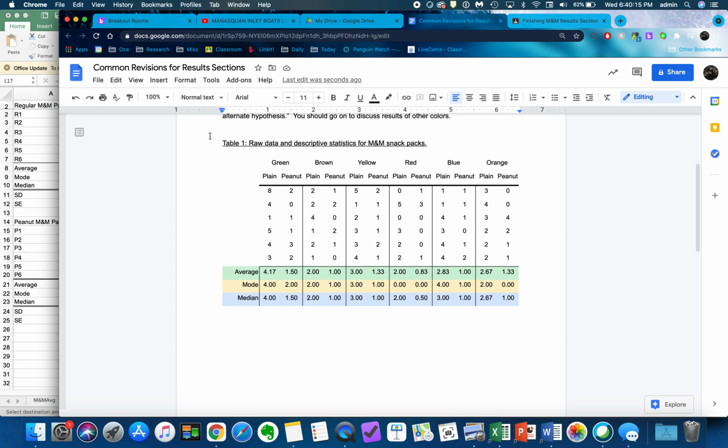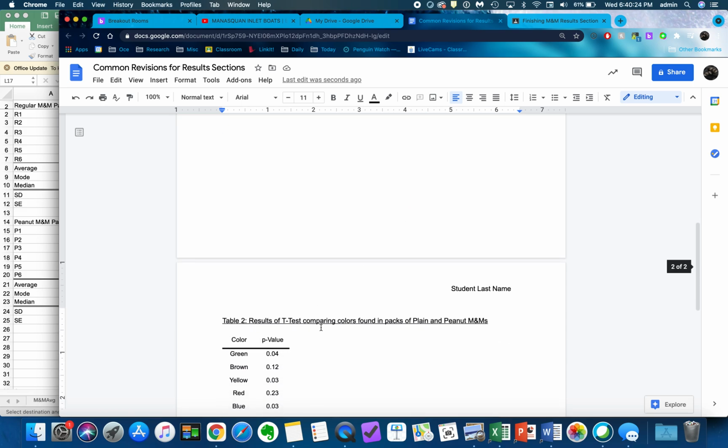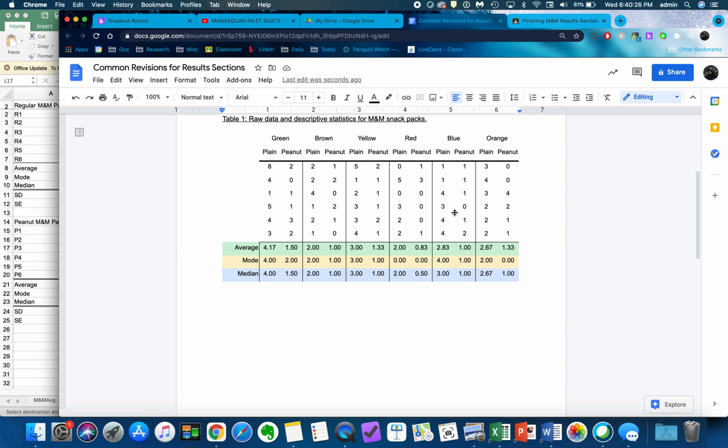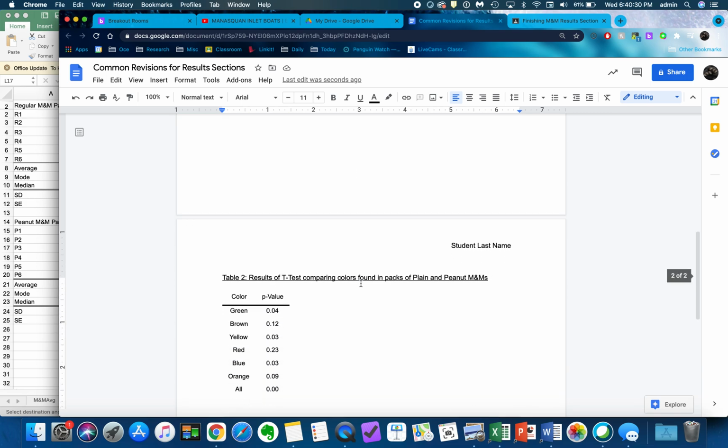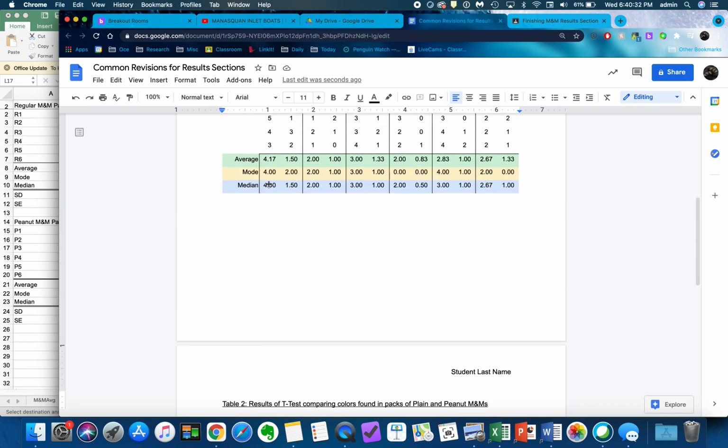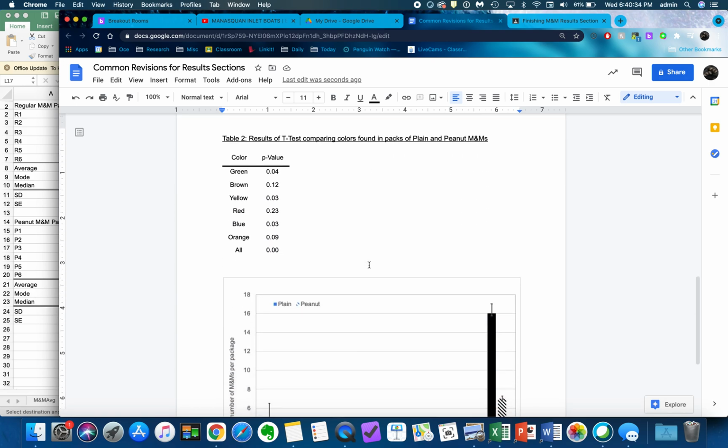Keep in mind, tables get a caption above. They're numbered, Table 1, Table 2, and they get a caption above. Same thing with this one. Put in lines where you need them to make it readable. I put it between, and then I centered everything. It just made it easier to read. You don't have to use colored bars. I did that to make it easier for myself.